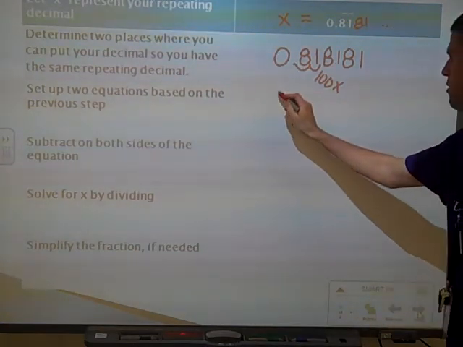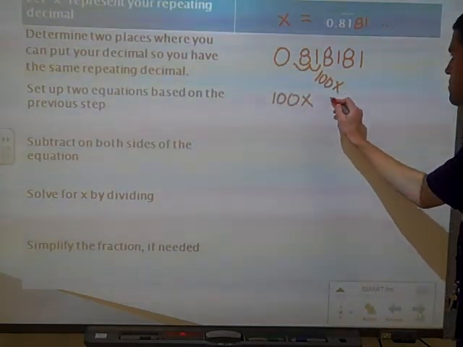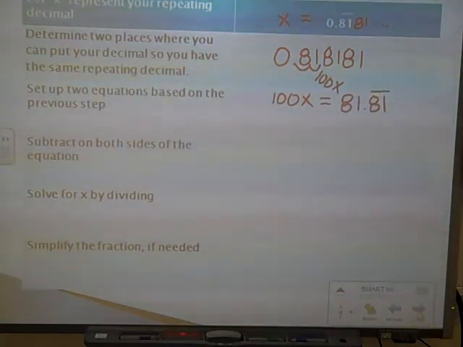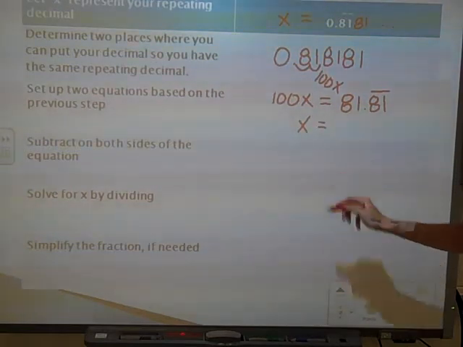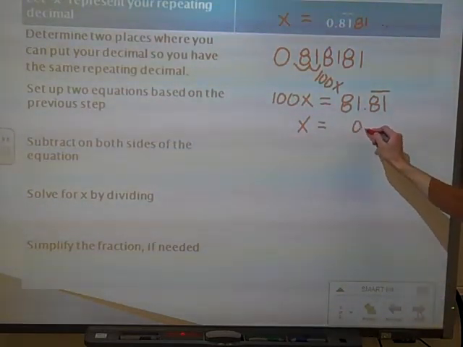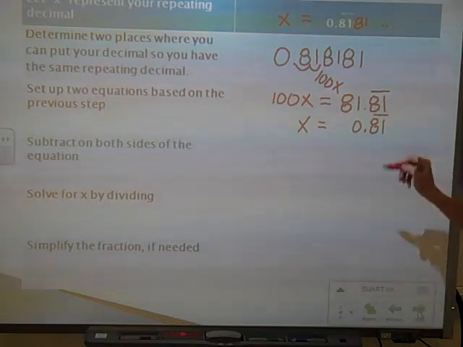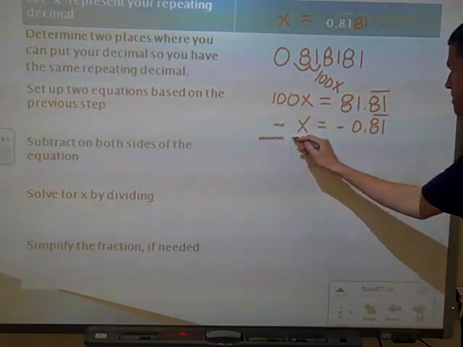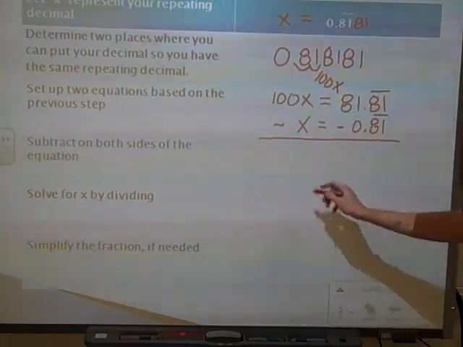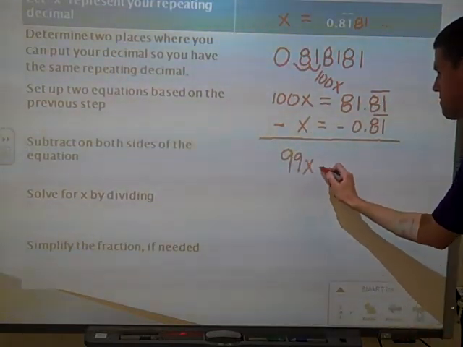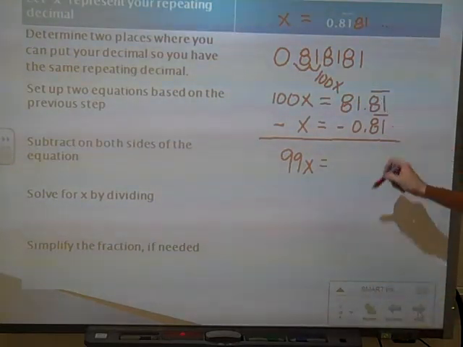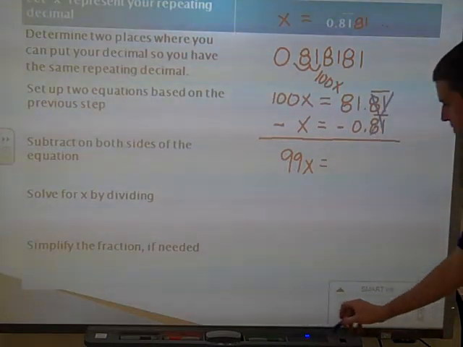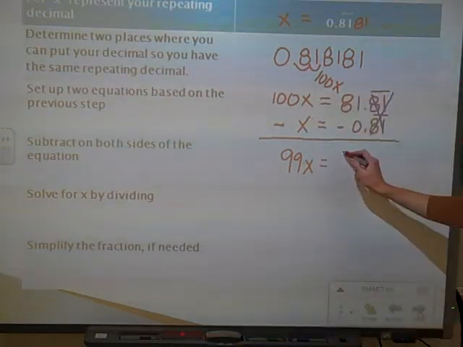Okay? So now I'm going to go ahead and write my two equations. 100x equals 81.81 repeating. X is equal to 0.81 repeating. Same equations at the top. I'm going to go ahead and subtract them. 100x minus x is 99x. And then my repeating decimal here gets canceled out from each other. And then I'm just left with 81.